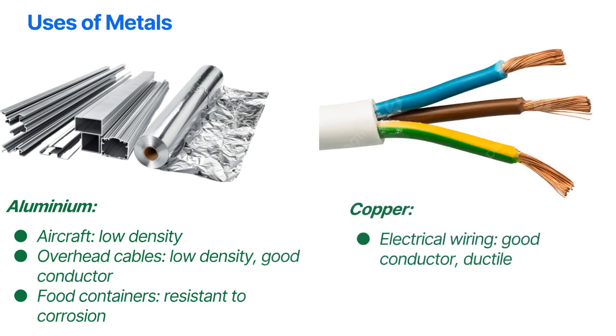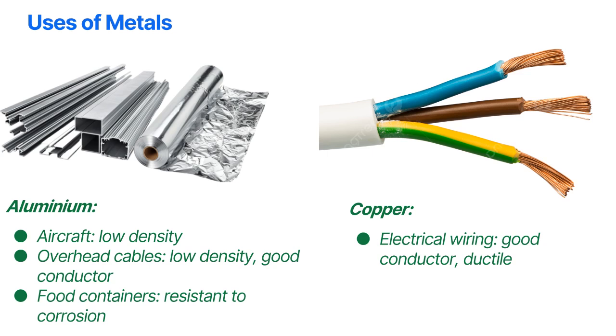Copper is another important metal. It is used in electrical wiring because it is an excellent conductor of electricity and is ductile. This means it can be stretched into thin wires without breaking, while still carrying electric current effectively.